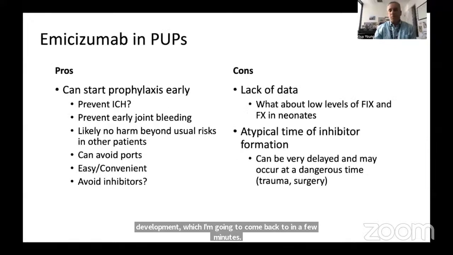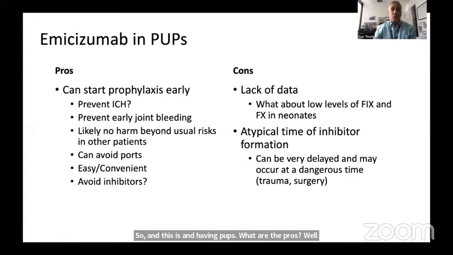So, emicizumab in pups, what are the pros? Well, you can start prophylaxis early. It's subcutaneous, right? We never start factor at 5 weeks of age because it's just simply too difficult. If we could start prophylaxis with factor at 2 weeks of age or 5 weeks of age, we would be doing it. We're not doing it because it's just simply too difficult.